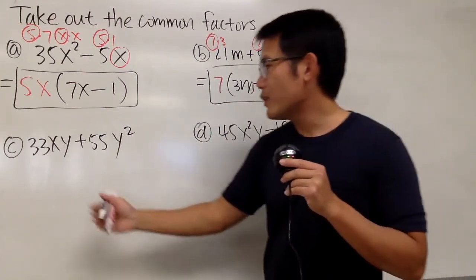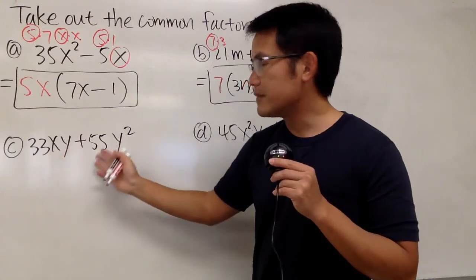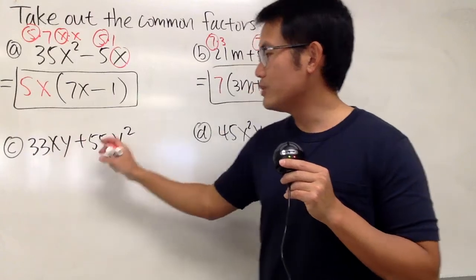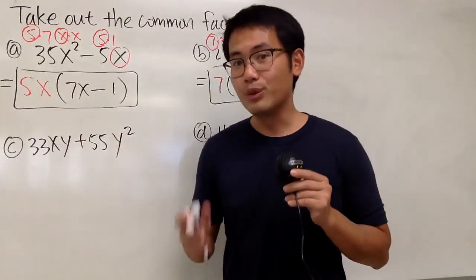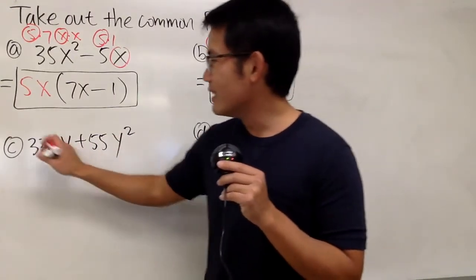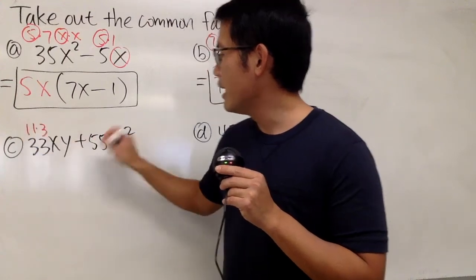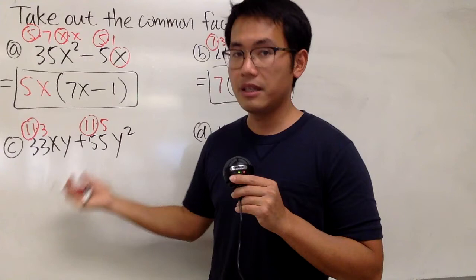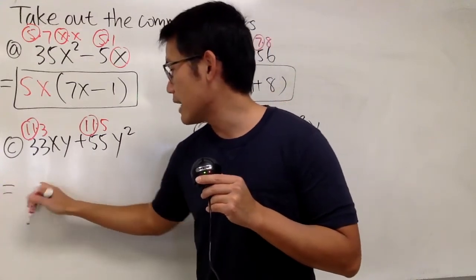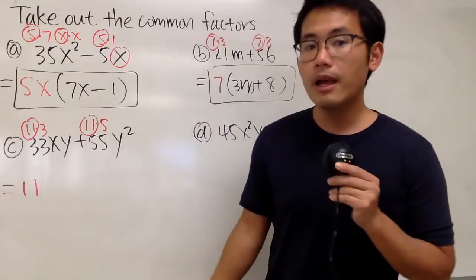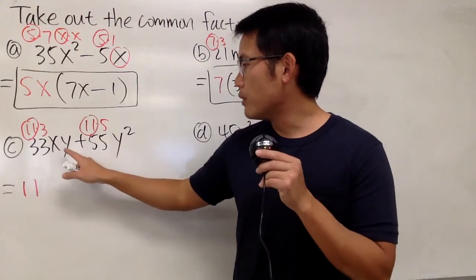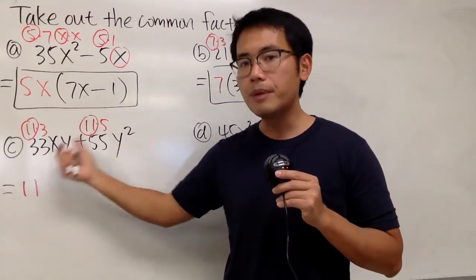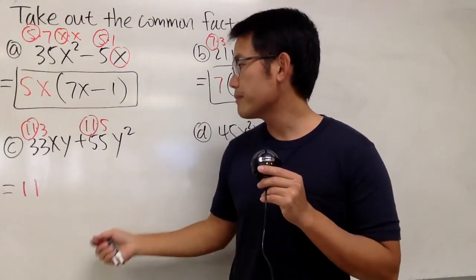All right, for this one, 33xy plus 55y squared. Do the number first, 33 and 55. We can use 11. Yes, this right here is the same as 11 times 3, and 55 is the same as 11 times 5. So the 11 is in common, so we can just factor that out right away. And then, for the variable, this has x, but this one does not. So this x has to stay for the first term in the parentheses right here, right?